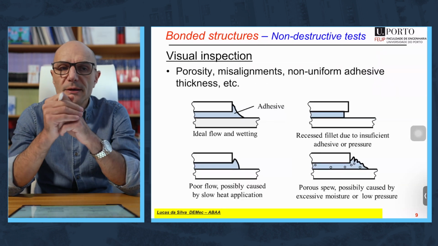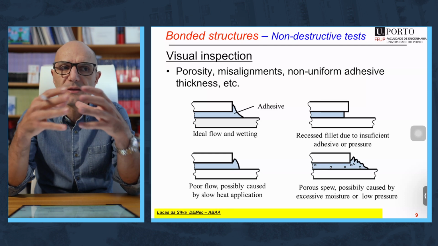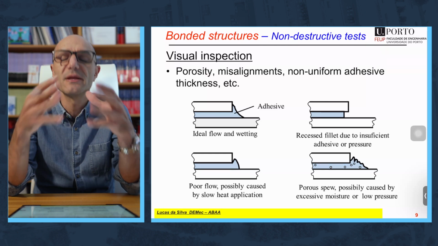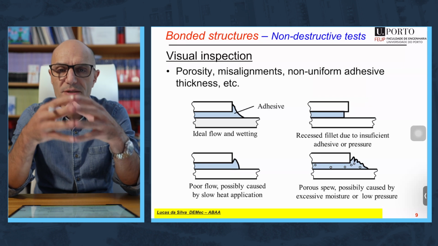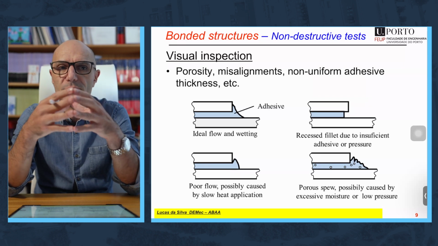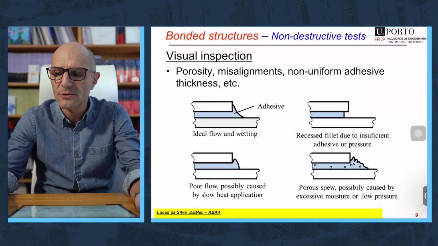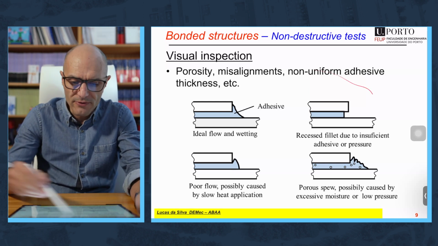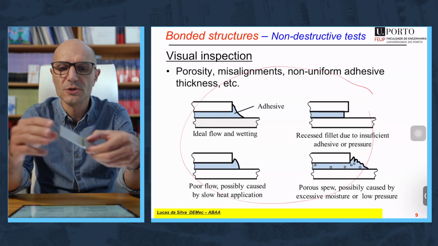But in fact, what we want is a method that can detect if my structure has defects without destroying the structure. We are talking about non-destructive tests. And the first method that we can use, of course, is our eyes. Our eyes can already detect a lot of defective joints. And you have here examples. I can also give you some examples with the joints I have in hand.